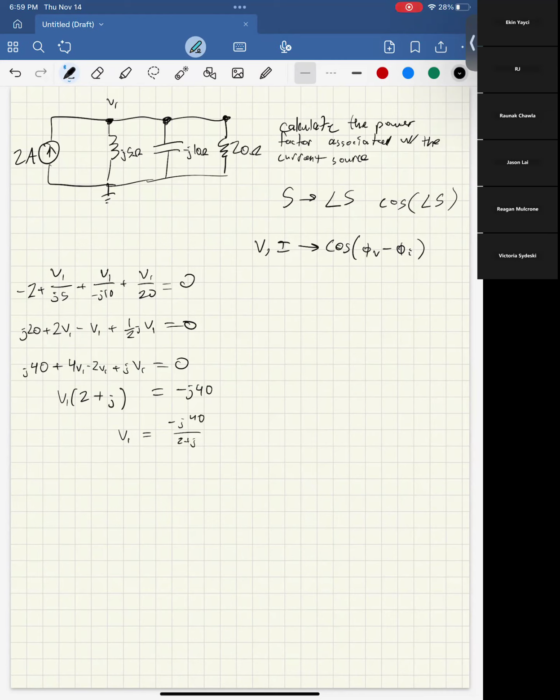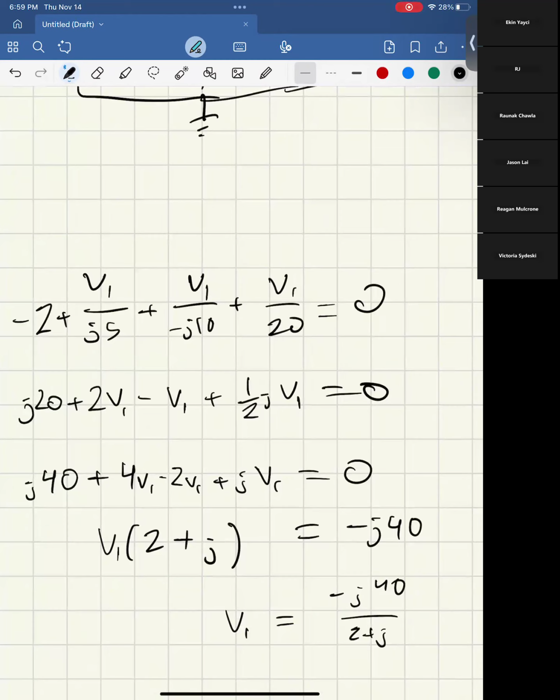Where did the 2 amps go? So this was the 2 amps, right? And then multiplied by J10. I should have multiplied by J20 to make it all go away, but I multiplied by J10, and then minus 2 times J10 equals J20. And gosh, that was carried through to there.